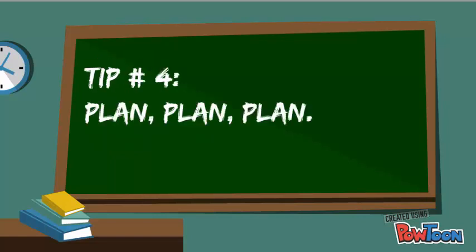Tip number 4, plan, plan, plan. Time management is critical to the successful completion of edTPA. Begin preparing and planning as soon as possible. Do not procrastinate. The edTPA requires 3 to 5 lessons from a subject-specific learning segment. You can create your own or adapt lessons already created to meet your students' needs.